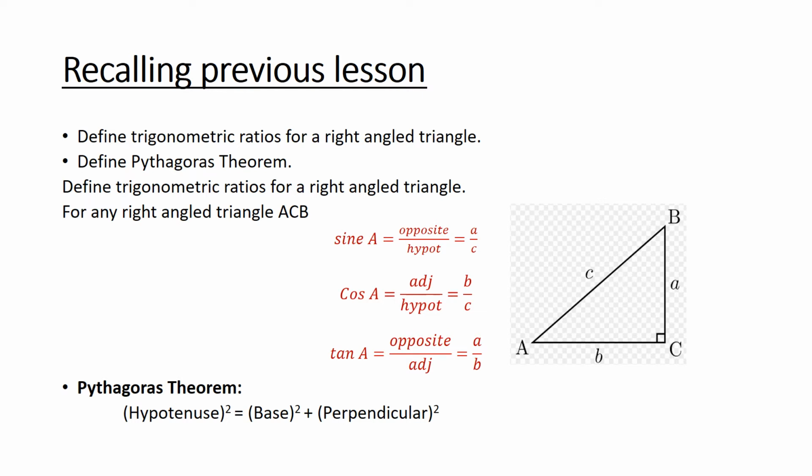In the previous lesson, we have learnt that for any right angle triangle ACB, sin A is the ratio of opposite over hypotenuse, cos A is the ratio of adjacent over hypotenuse, tangent A is the ratio of opposite over adjacent. And we have also learnt that we can find out the third side of a right angle triangle by applying Pythagoras theorem also. That is, hypotenuse square is equal to base square plus perpendicular square.